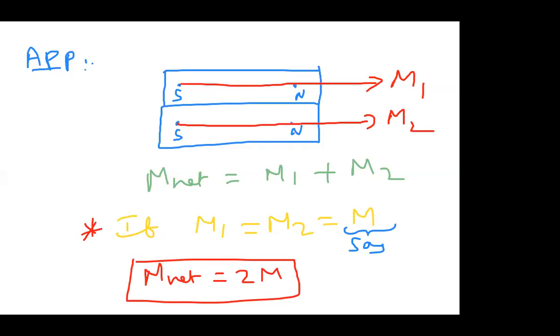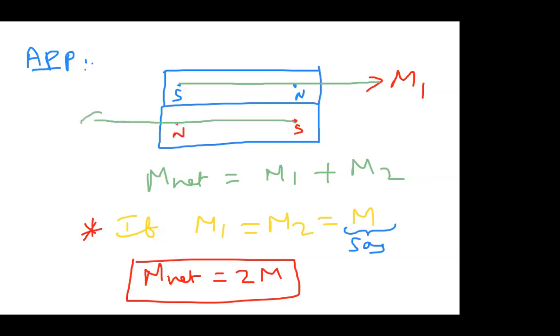Now let us observe another condition. I hope you are clear with this application. Now let us see the next application. They arrange one magnet like this, and for the other magnet, they take the south pole and north pole in reverse direction. So they kept south pole here, north pole here. Now we know that the direction of magnetic moment is south to north. So here this is M2.